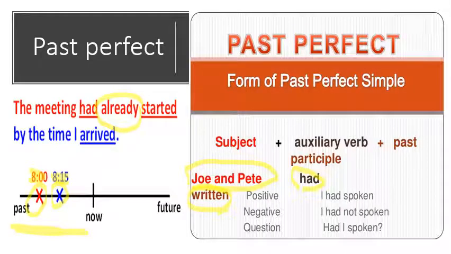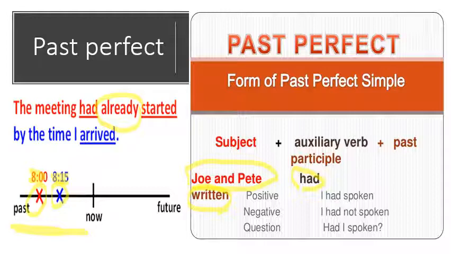So, starting with the past perfect, let's focus first on the form of the past perfect simple. It consists of the subject and the auxiliary verb, which is had, and after that we have the past participle form of the verb. Let's have a look at the following example. Joe and Pet had written. In this case, Joe and Pet are the two subjects. Had is the auxiliary and written is the verb in the past participle form.